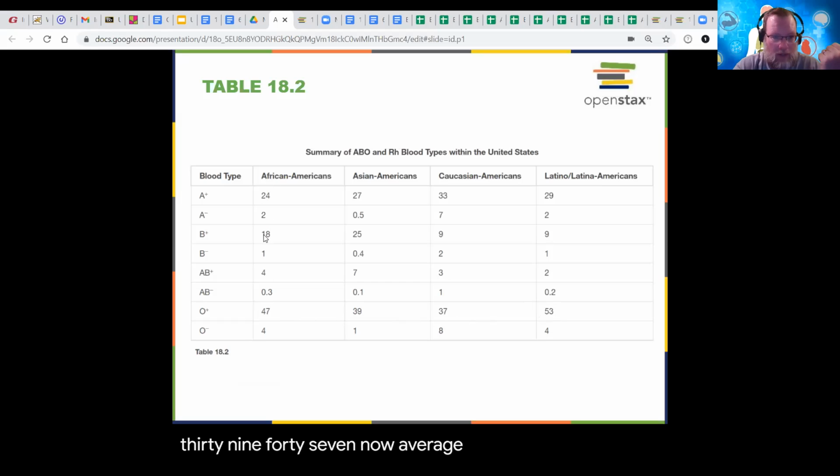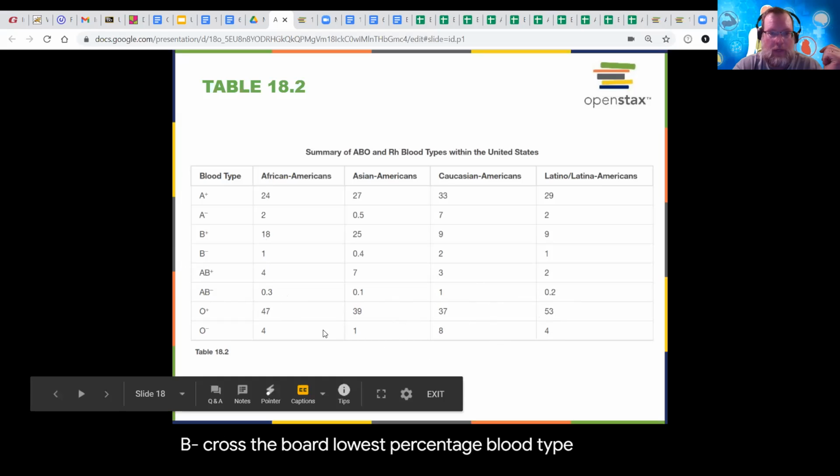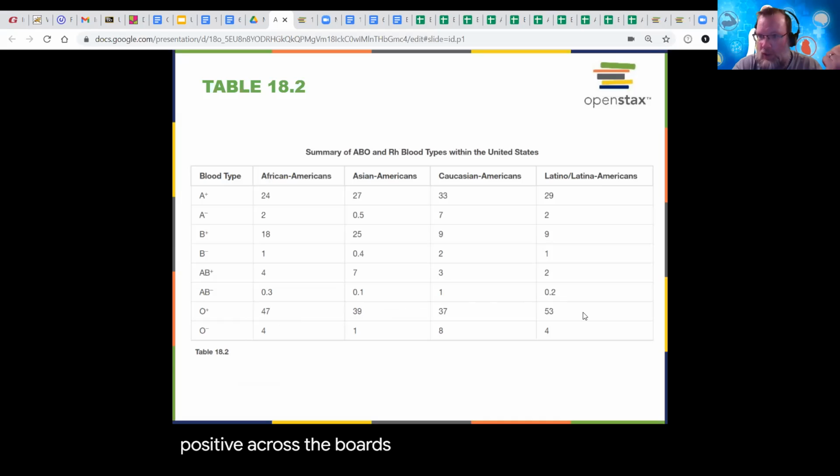Now, for African Americans, the lowest one is AB negative, 0.3. Asian American, AB negative, 0.1. Caucasian American, AB negative. Latina American, 0.2. AB negative, across the board, is the lowest percentage blood type. O positive, across the board, is the most common blood type. So keep that in mind. Maybe put that in your notes: O positive, most common blood type, at least for African American, Asian American, Caucasian American, and Latina American.